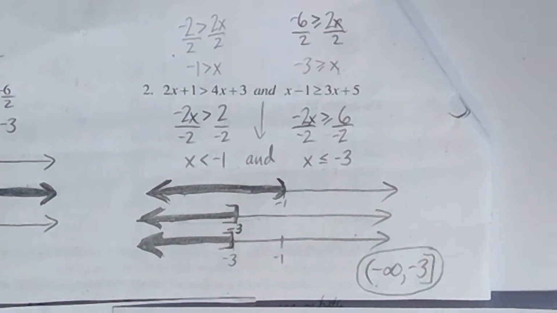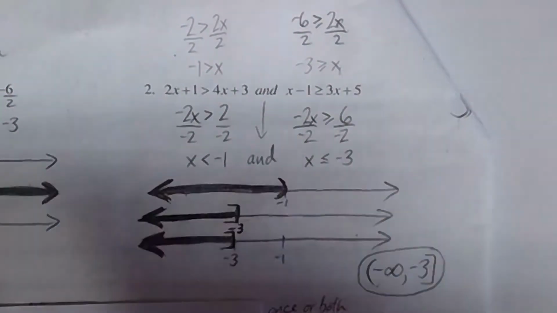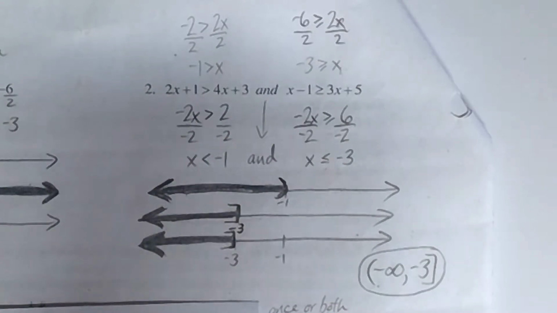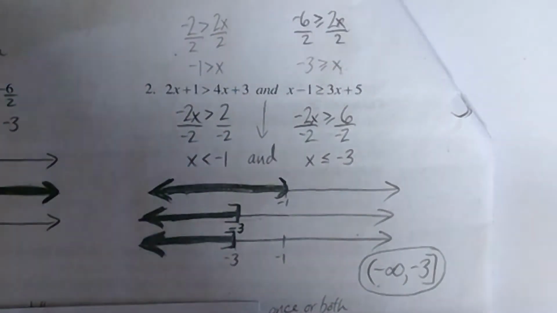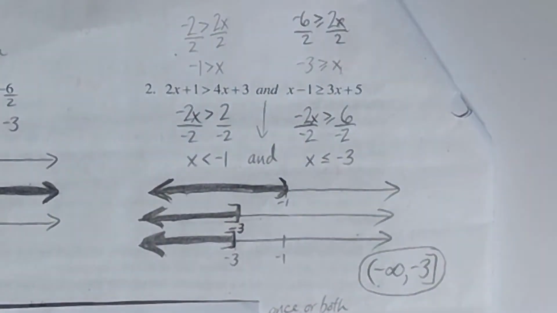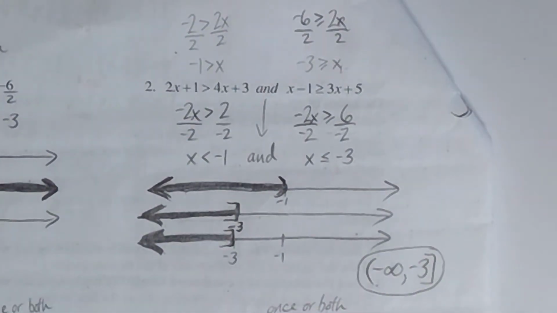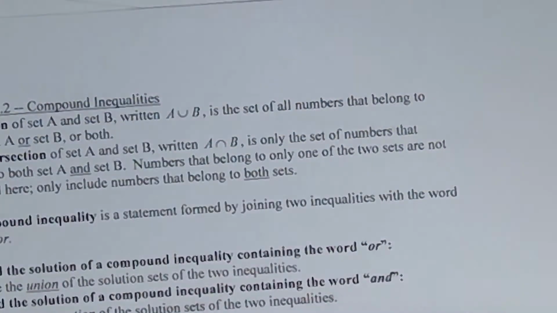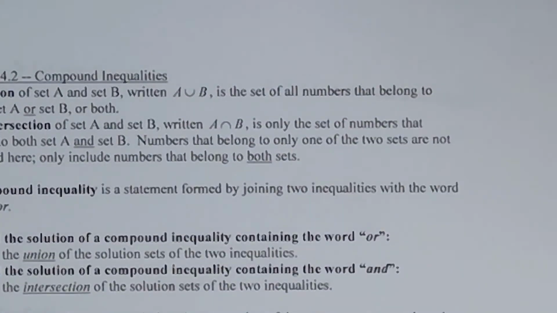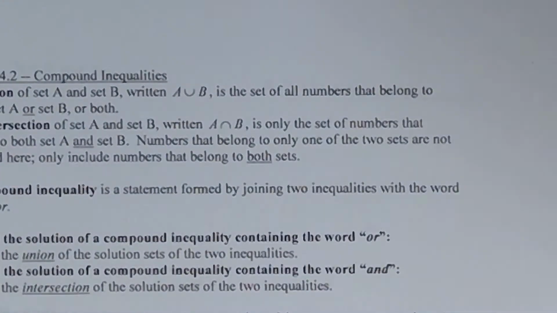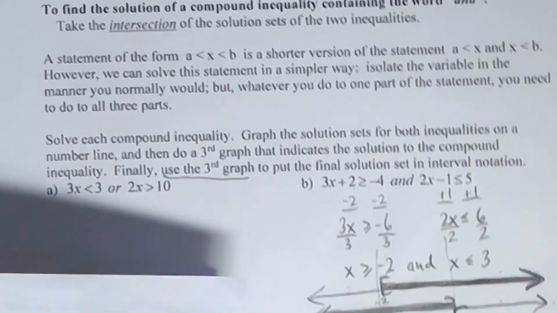Okay? Now, what about the word or? The word or. Okay. The process of the problem is exactly the same when you have the word or. The only difference is at the end. The way you do the end is different. So we're not going to be completely doing something totally different here. It's just the end part that's going to be different.